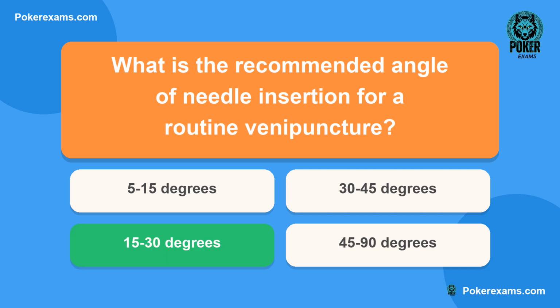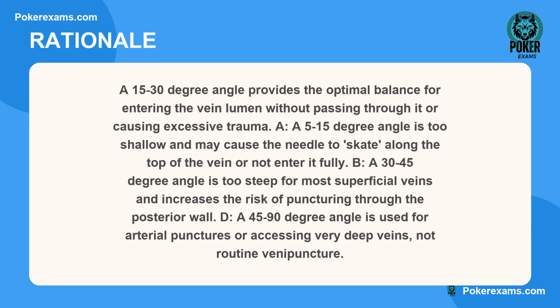The correct answer is C. Here is why. A 15 to 30 degree angle provides the optimal balance for entering the vein lumen without passing through it or causing excessive trauma. A. A 5 to 15 degree angle is too shallow and may cause the needle to skate along the top of the vein or not enter it fully. B. A 30 to 45 degree angle is too steep for most superficial veins and increases the risk of puncturing through the posterior wall. D. A 45 to 90 degree angle is used for arterial punctures or accessing very deep veins, not routine venipuncture.